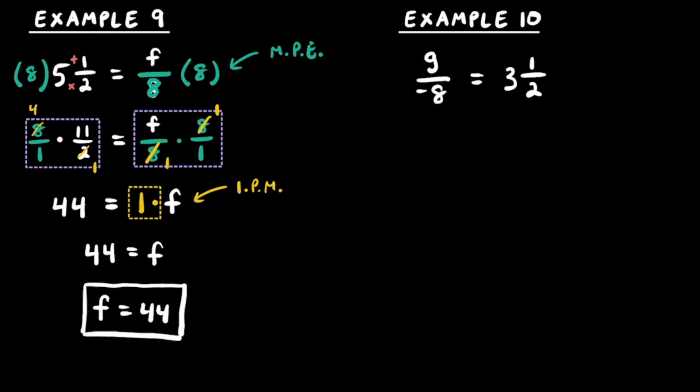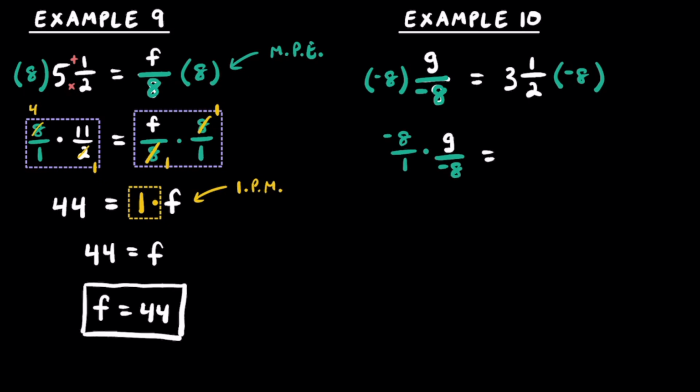For example 10, we have g divided by negative 8 is equal to 3 and 1/2. So if we're solving for g, we need to get rid of this divided by negative 8, and to do that, we can multiply the left side by negative 8. If we do it on the left, let's go ahead and do it on the right. Let's rewrite this now. So negative 8 as a fraction is negative 8 over 1, and that's going to be multiplied by this g over negative 8 that we started with. That's on the left side.